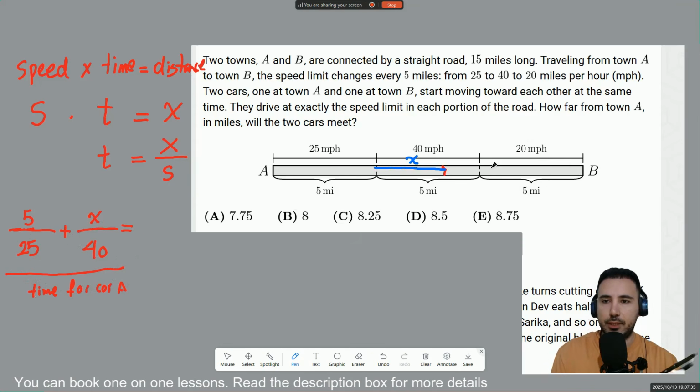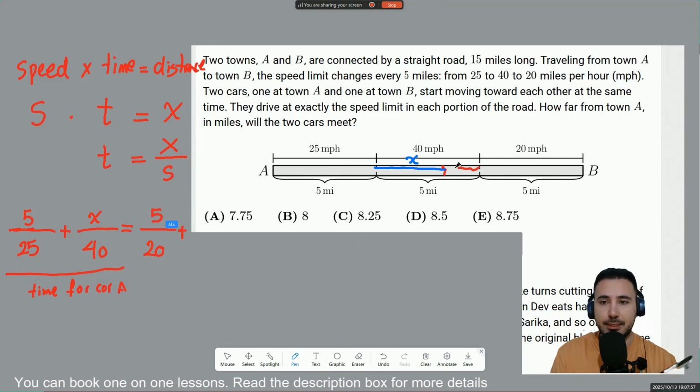Okay, so the same thing. The distance was 5. The speed is 20. 5 over 20 is 1 over 4. 1 over 4 of an hour is 15 minutes, right? So the other car, 12 for this one, 15 minutes plus.